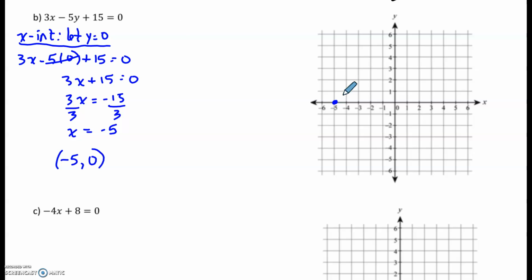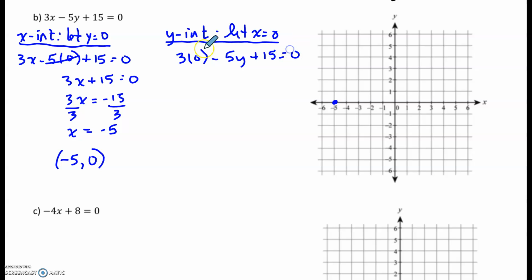So there's negative 5. Now we'll find our y-intercept. So to find the y-intercept, we let x equal 0. Again, make sure you write your title. So now we sub 0 in wherever we see an x. So it'll be 3 times 0 minus 5y plus 15 equals 0. So 3 times 0 goes to 0. I'm left with negative 5y plus 15 equals 0.